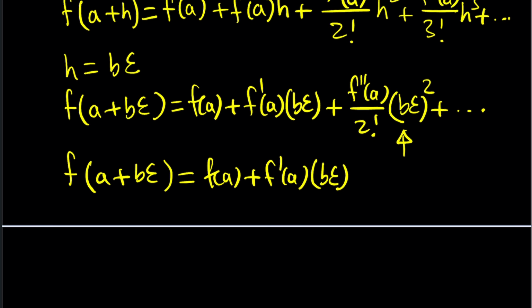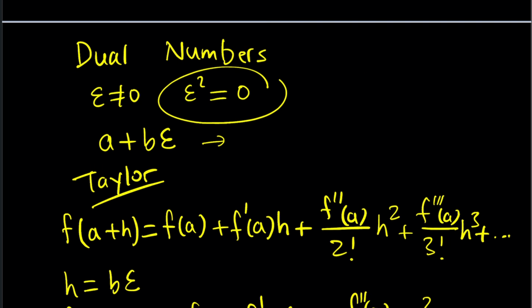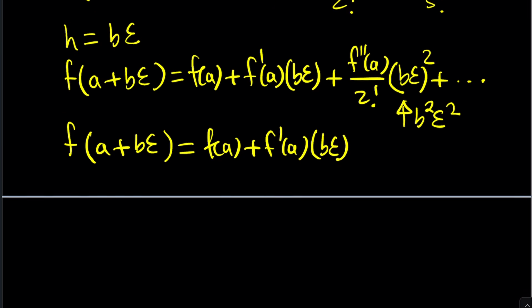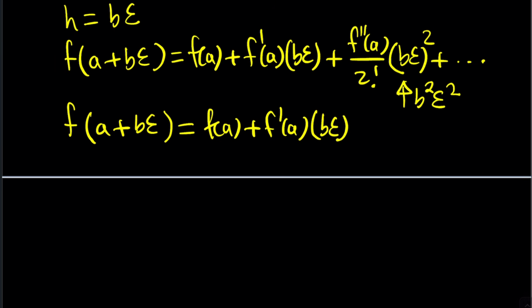I've noticed that when you expand b epsilon to the second power, you're going to get b squared epsilon squared. But guess what? We know that epsilon squared is equal to 0. This is the most critical part, so that this term becomes 0, and everything that follows becomes 0. So we get a finite sum here, which is amazing, don't you think?